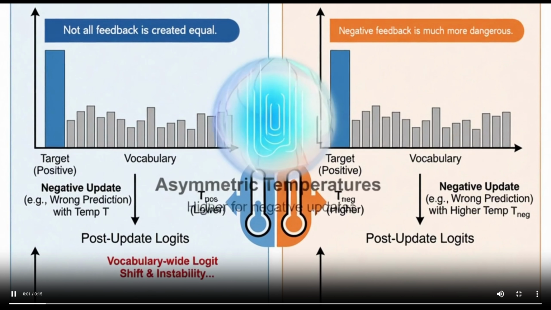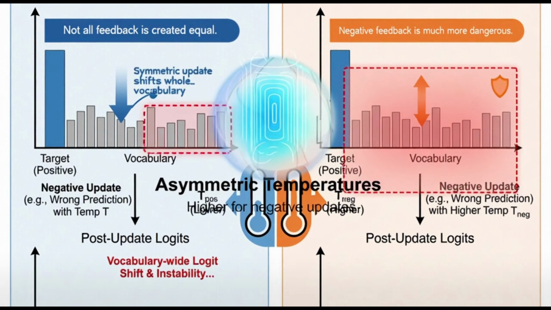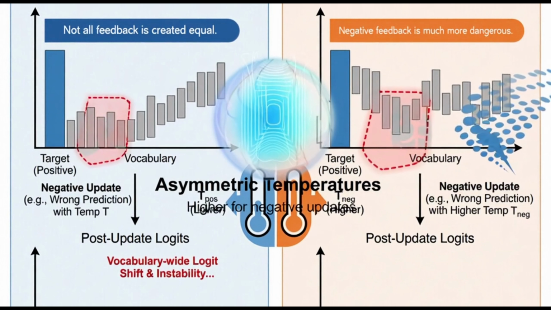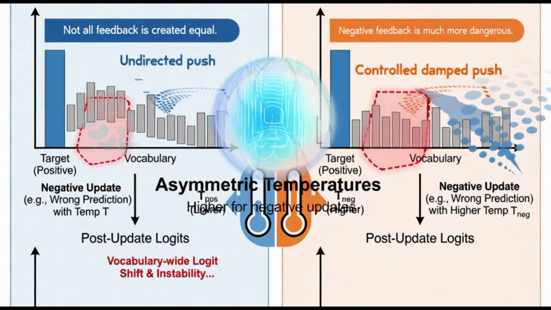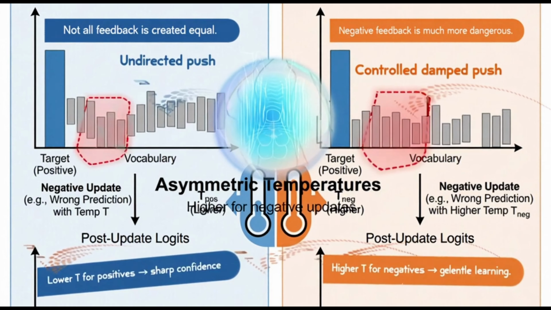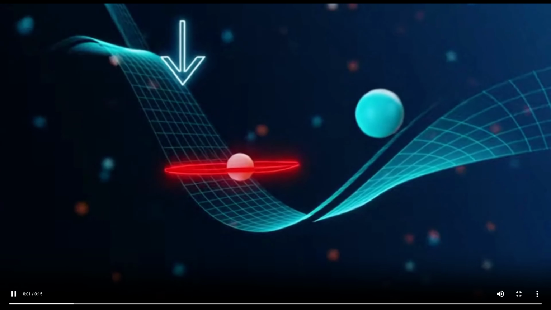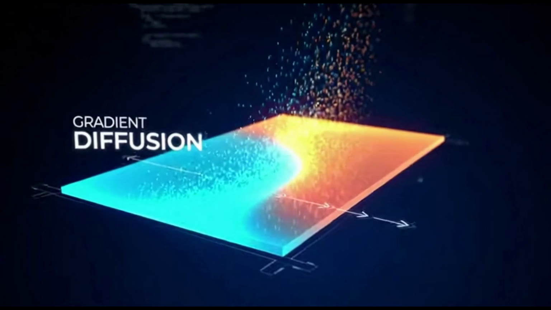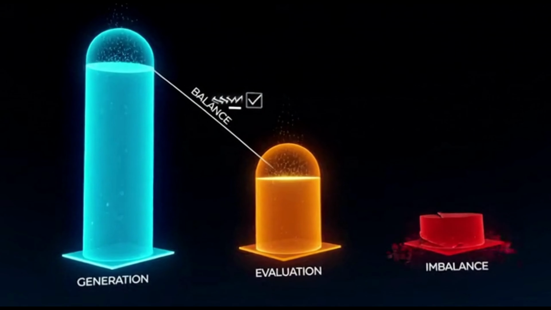Not all feedback is created equal. In language models, wrong predictions push on every logit, not just the mistaken one, causing a vocabulary-wide shift. This is why negative feedback is secretly much more dangerous than positive reinforcement. Gradient diffusion theory shows the fix. Gradient diffusion explains why negative feedback can spiral out of control in large language models. When a model reuses its own output, errors propagate downhill, amplifying instability.